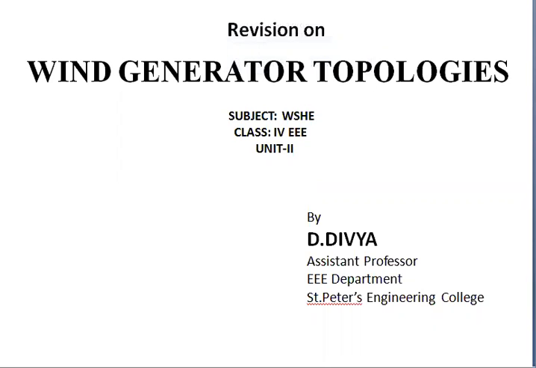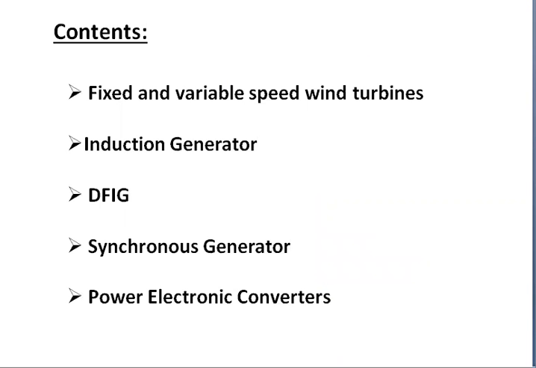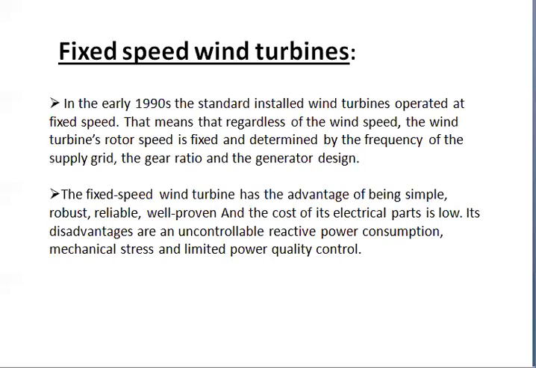Today I want to discuss wind generator topologies, that is Unit 2 in the subject WSHE. So here the main contents are fixed and variable speed wind turbines and induction generators, DFIG, that means doubly fed induction generator, and synchronous generator, and the next one is power electronic converters. So the first one is fixed speed wind turbines.